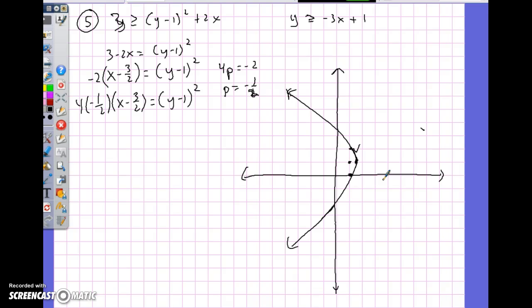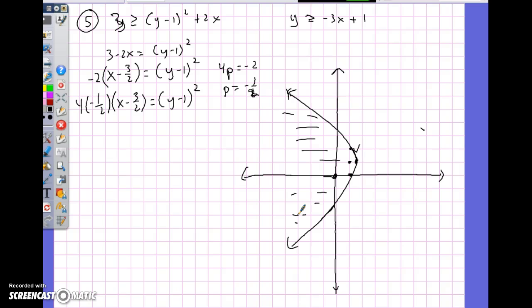Now I need to know which side to shade. 0, 0 is clearly not on my parabola, so I can pick the point 0, 0. Put 0, 0 in my original equation. That gives me -1 squared, which is 1, plus 2 times 0, so 1. 3 is greater than or equal to 1. Is that true? Yeah, that's true. So this point's true for the first graph, which means I'm shading the inside of my parabola. Agreed?